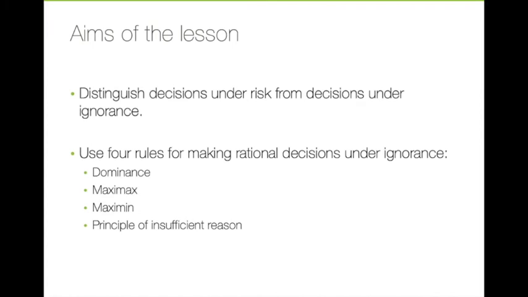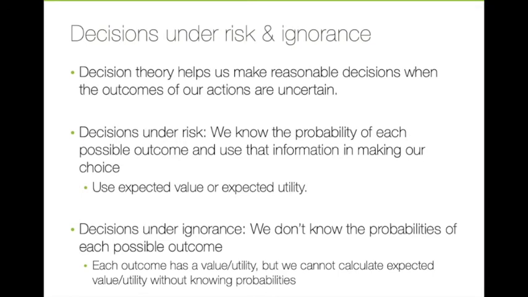We're going to start by distinguishing decisions under risk from decisions under ignorance. And then we're going to look at 4 rules for making rational decisions under ignorance: dominance, maximax, maxi-min, and the principle of insufficient reason. In general, decision theory helps us make reasonable decisions when the outcomes of our actions are uncertain. But they can be uncertain in 2 slightly different ways.